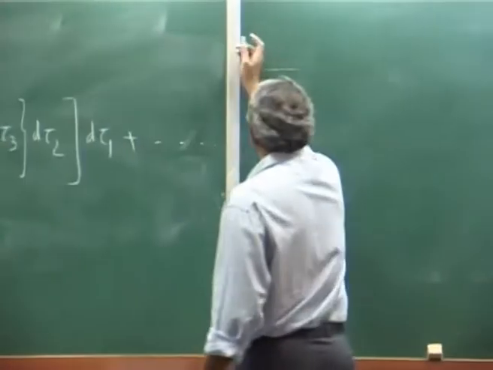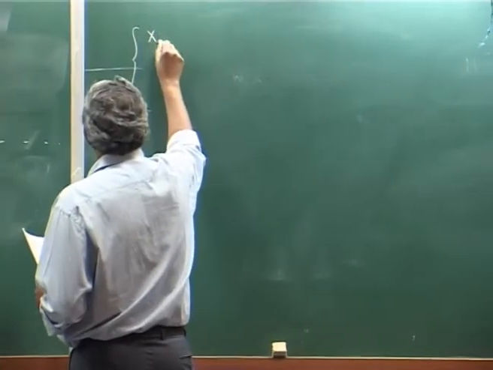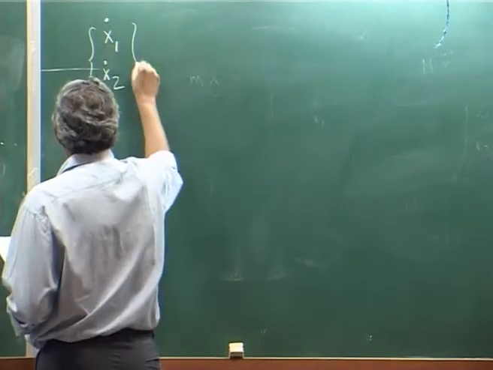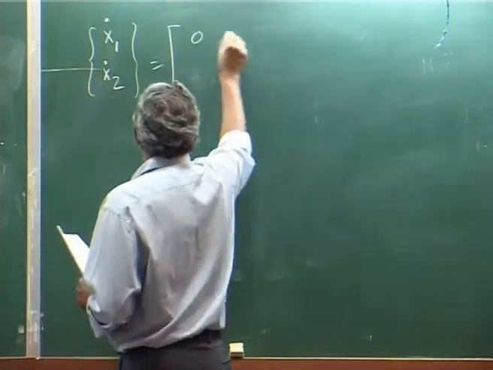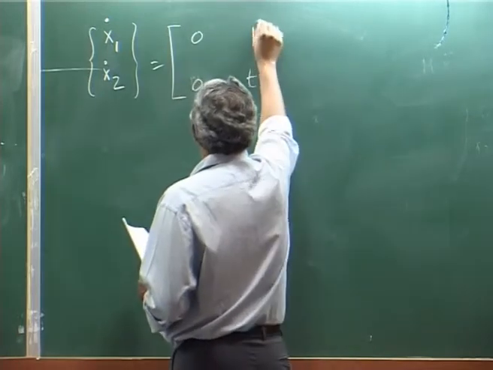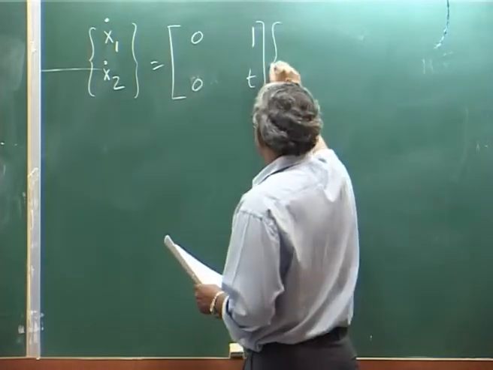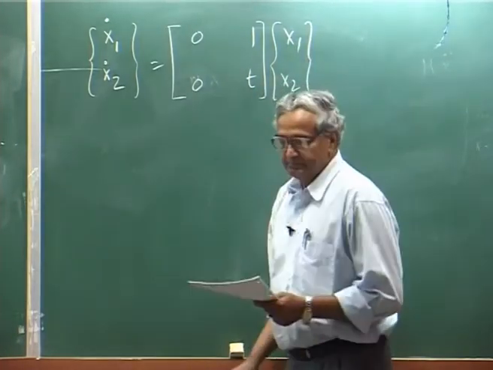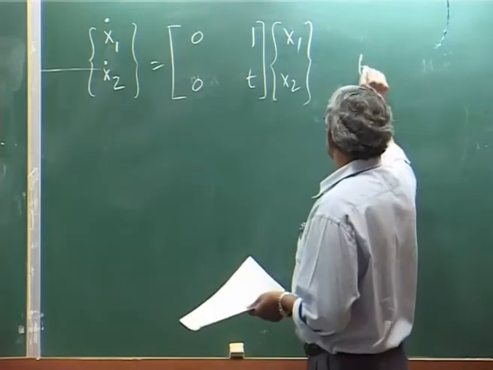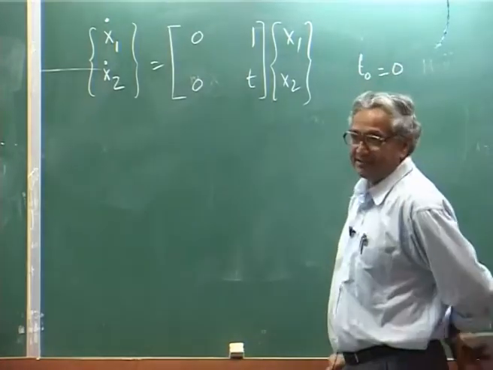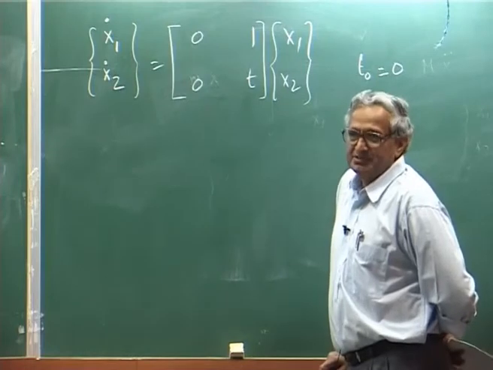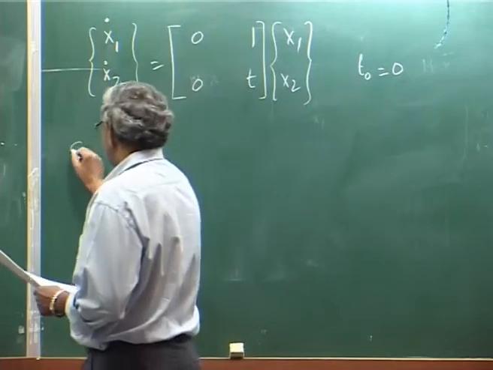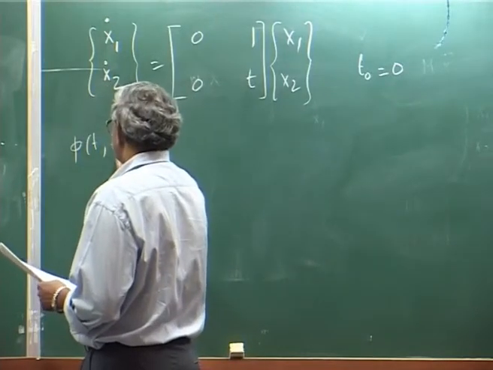Suppose you take a simple problem, x dot equals the matrix 0 1 0 t times x. Now, you try to get the equation by yourself. With T0 as 0, compute the transition matrix. Transition matrix is basically the solution to this problem. So, you solve phi of t comma T0.